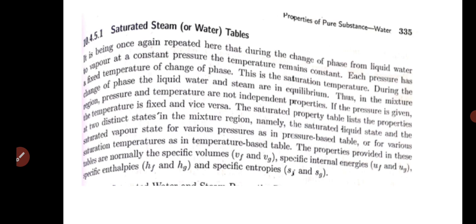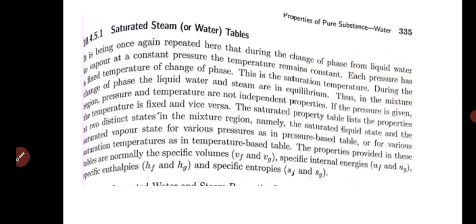Each pressure has a fixed temperature of change of phase. So for different pressures, like we saw 1 bar, it is 100 degrees centigrade at which water evaporates. Whereas if you lower the pressure, as we have seen in the calorimeters, we are reducing the pressure. So for example, if you reduce the pressure to 0.1 bar, then the water will evaporate at 45 degrees centigrade. Otherwise, let us take the case of pressure cooker, we increase the pressure. So if we increase the pressure to 10 bar, then the water will boil at 180 degrees centigrade. That is the saturation temperature.